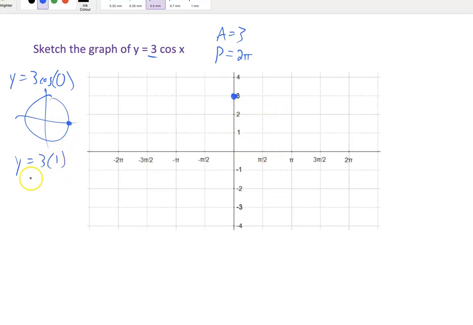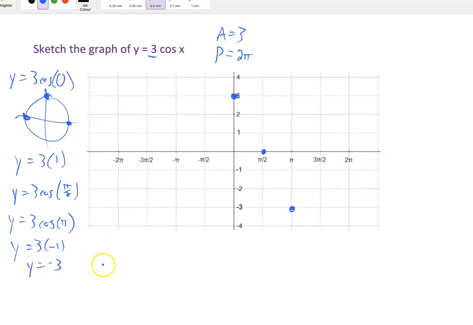Let's plug in something else. Let's plug in pi over 2. So y equals 3 times the cosine of pi over 2. Well, the cosine of pi over 2, that's 0 up there. So all of this is going to go to 0, right? If this is 0, 3 times 0 is 0. So at pi over 2, I'm at 0. Let's put in pi. Y equals 3 times the cosine of pi. Well, the cosine of pi, I'm over here, that's negative 1. So what's y equals 3 times negative 1? Well, that's just y equals negative 3. So over here, I'm at negative 3.